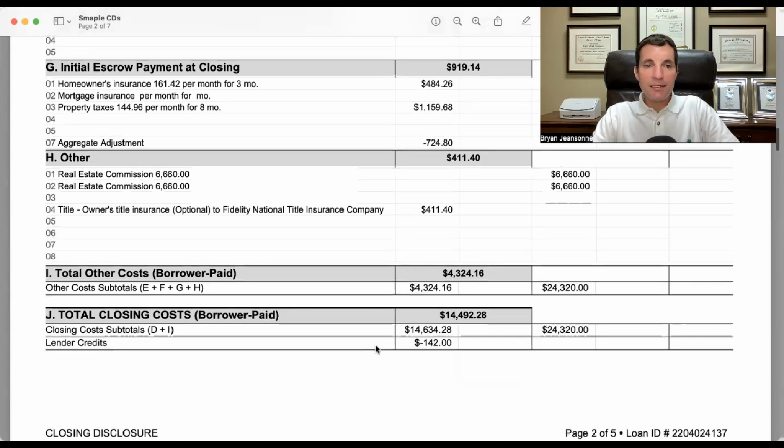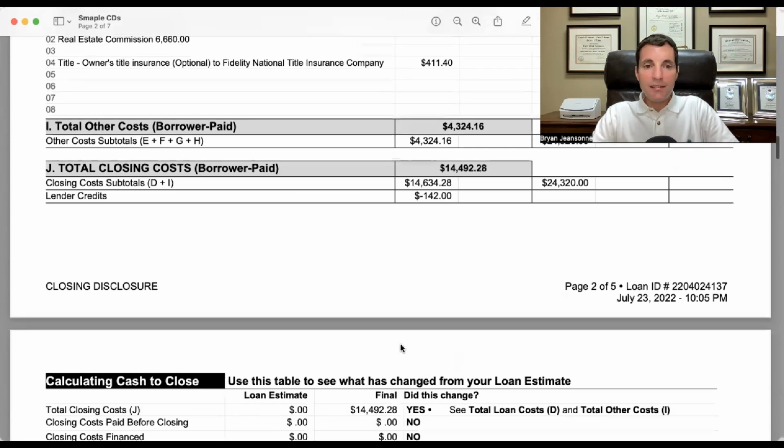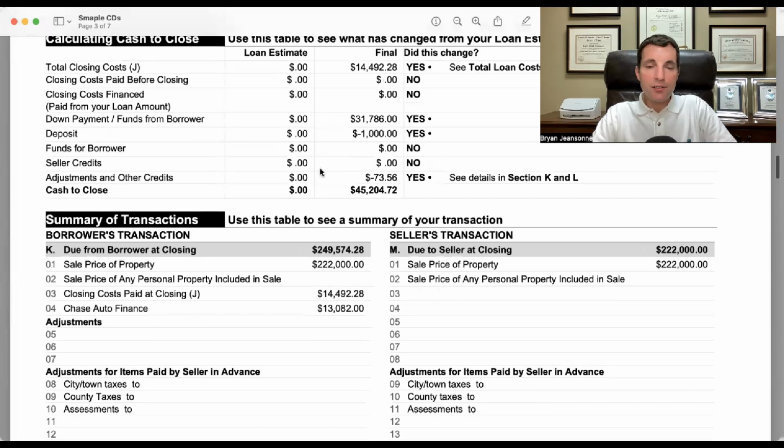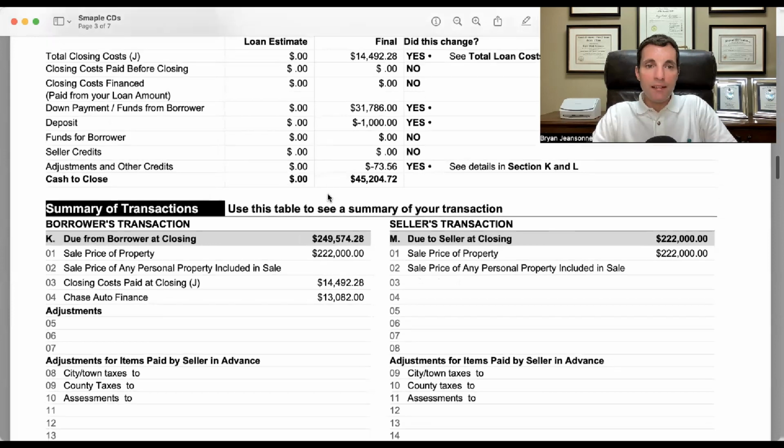If there are any lender credits that they're giving you, sometimes they'll give you little discounts or something like that. Those will be right in here. And then on this last page, it's going to kind of summarize everything. Sometimes it'll show the difference between what was on your loan estimate and the actual final closing disclosure, and they're usually pretty close. So nothing really to worry about there.